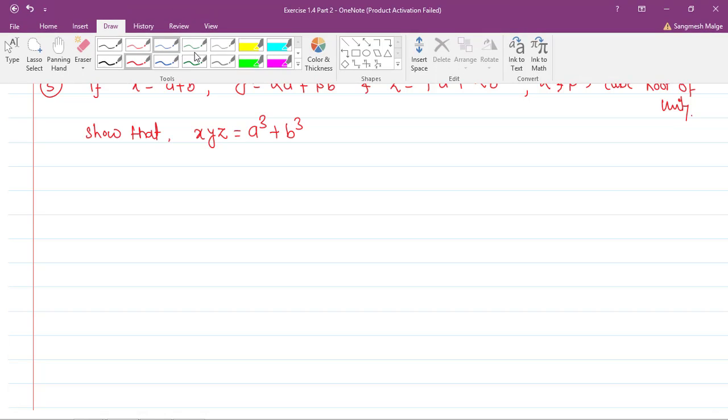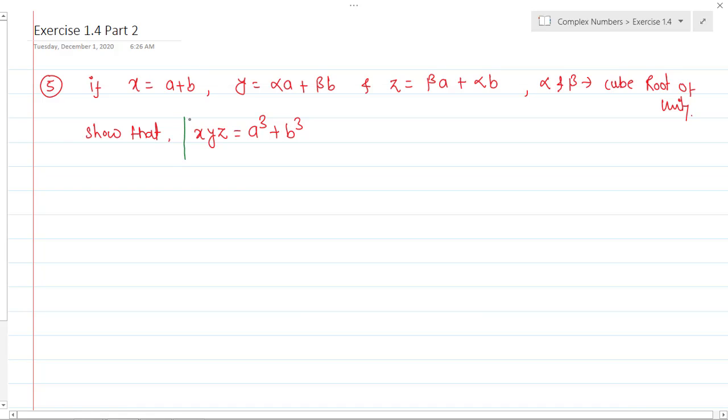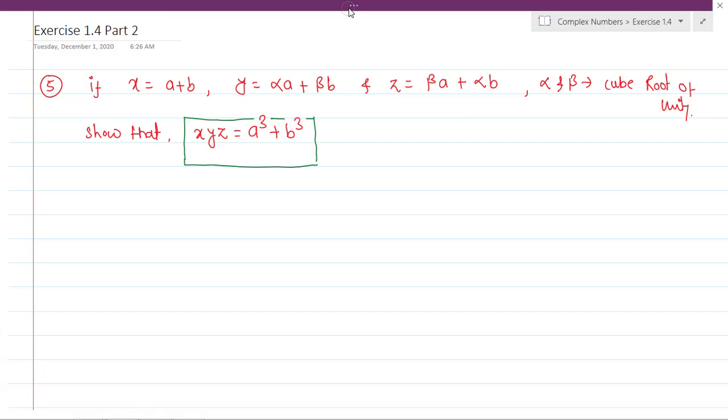See, this is a very important result. You can remember this as a standard formula: x into y into z is equal to a cube plus b cube. And what are the values of x, y, z? x is equal to a plus b, y is equal to alpha a plus beta b, and z is equal to beta a plus alpha b. If you observe y and z, the coefficients of a and b are reversed. Okay, good. Now let's try to prove this.